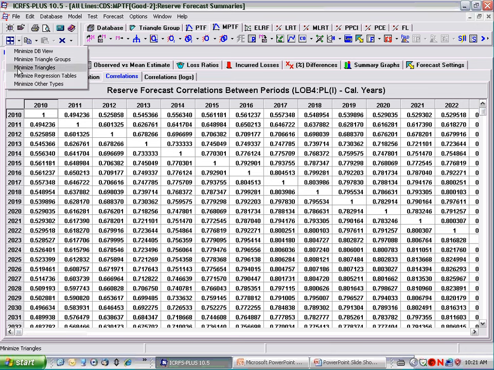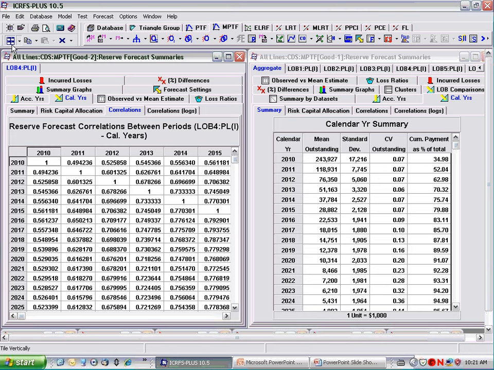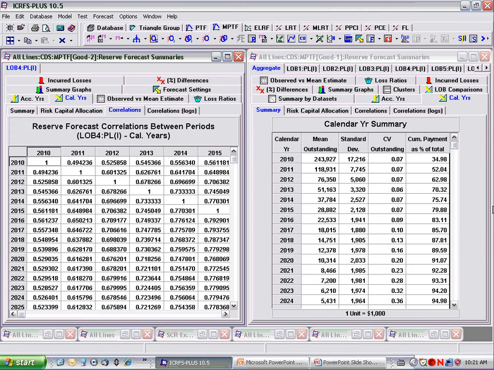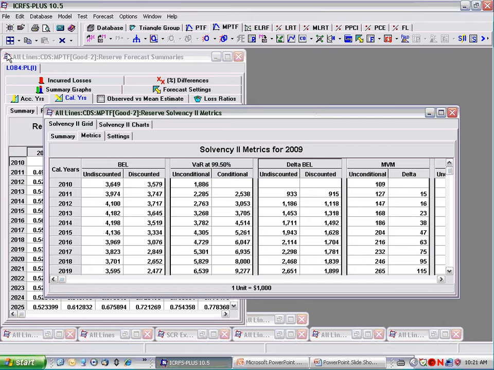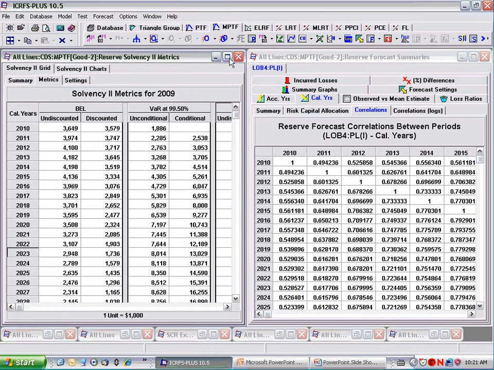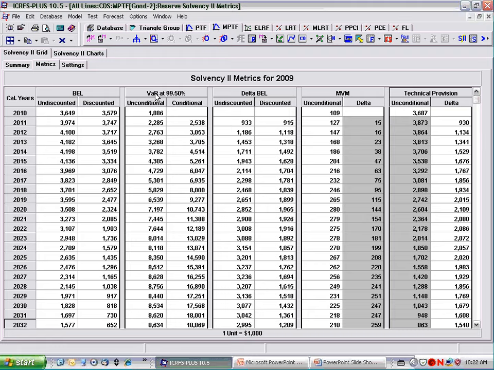So if we go back, we want to close that and look at the solvency summary. If we look at the table itself, you can see that the delta BELs are very large, and you've got your delta MVMs. So let's go back to the technical provisions in the graphs.